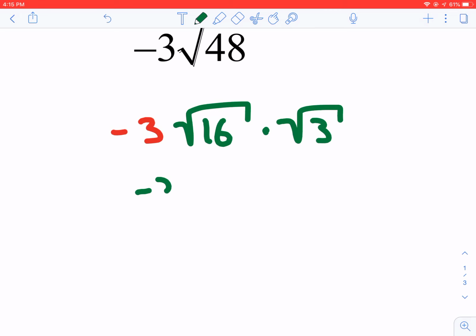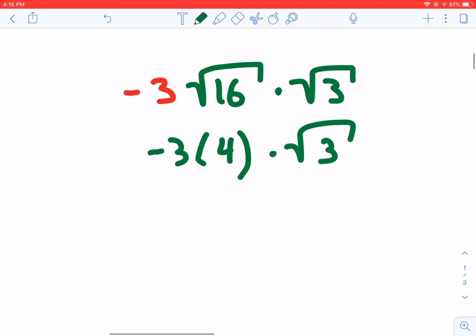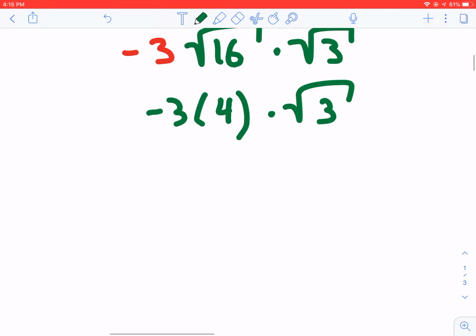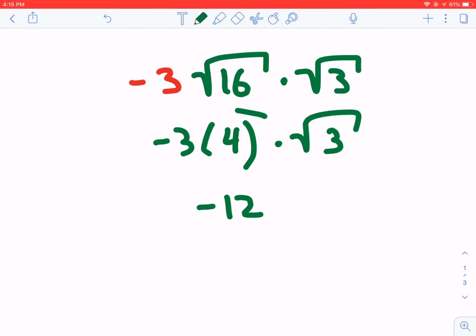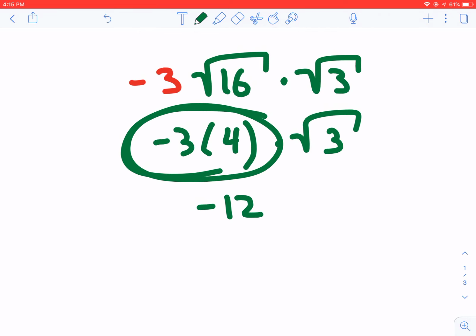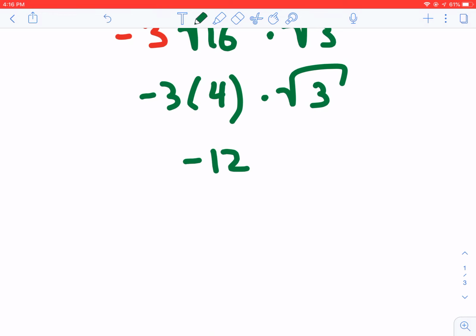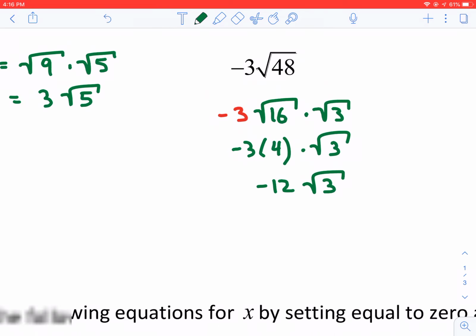But going back to here, radical 16, that's going to be 4, times radical 3, and then negative 3 times positive 4 is negative 12. So you can only multiply numbers that are not underneath square roots together. Make sure you're not doing like 4 times this 3, because this 3 is underneath a square root. So you're only allowed to multiply things that are not underneath square roots together, just like 3 times 4. So that's negative 12 square root of 3.